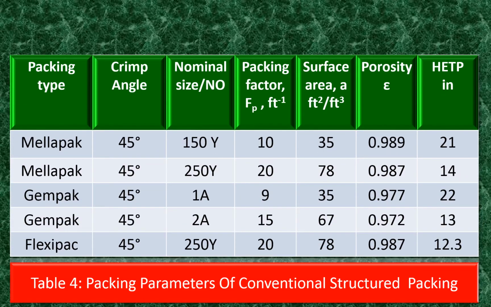This table presents packing parameters of some of the conventional structured packing used in the industry. Details provided are for wire type packing with crimp angle 45. The important parameters are packing factor, surface area, porosity, and HETP. Packing factor FP is the pressure drop factor. Note, as the packing number increases, the surface area of the packing and pressure drop increase and the HETP decreases. Lower HETP means higher efficiency.